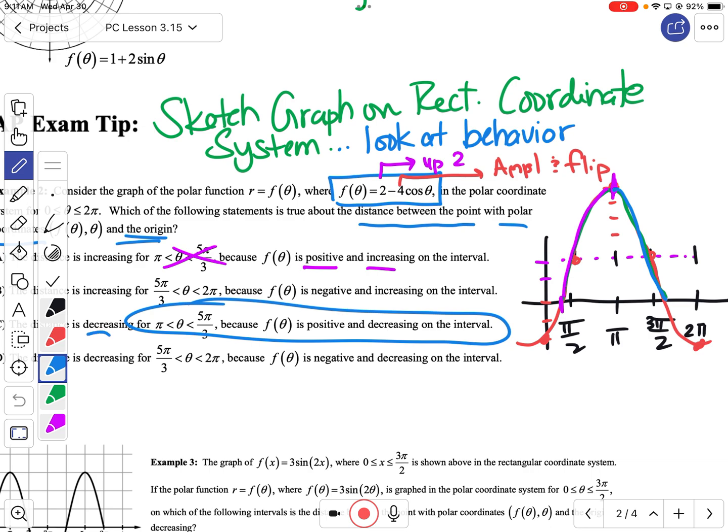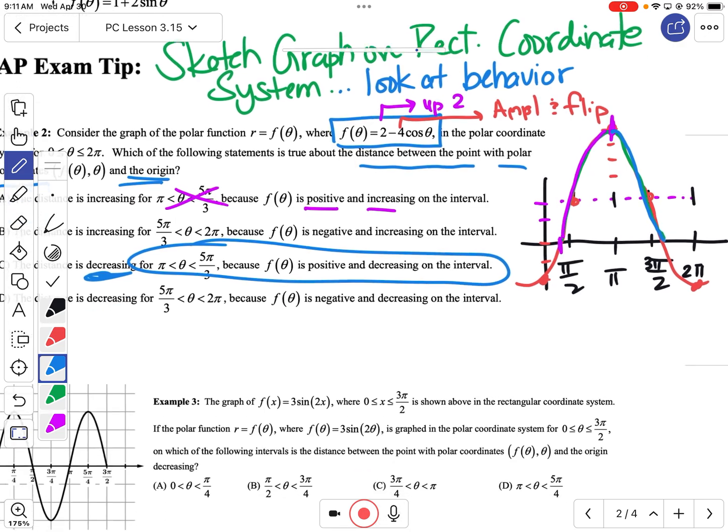The statement is that it's decreasing. That's true because I'm using 2 different descriptors, positive and decreasing. See if you can do the next one. This time it gives you the picture and asks you to find a certain spot.